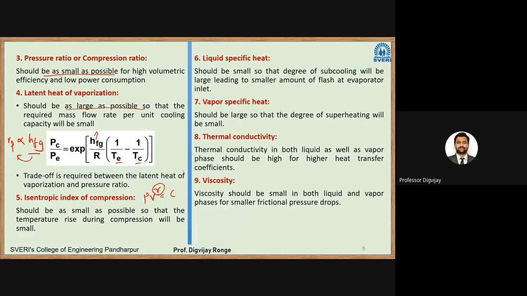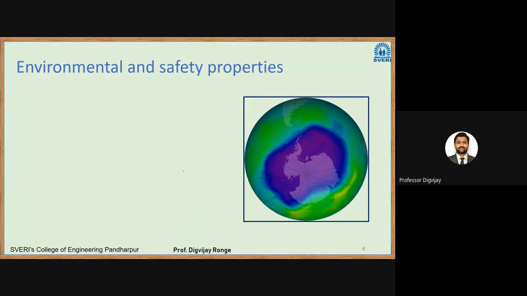Okay. So next we'll go to our second criteria of refrigerant selection, that is environmental. So environmental and safety properties. Give the title: Environmental and safety properties.